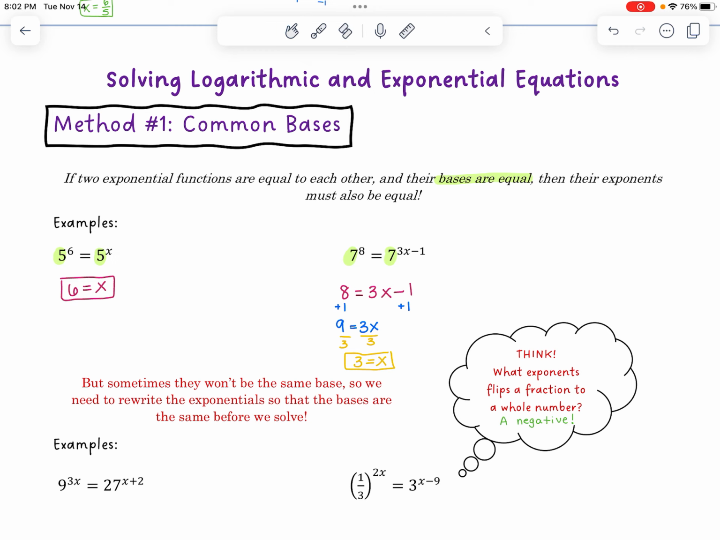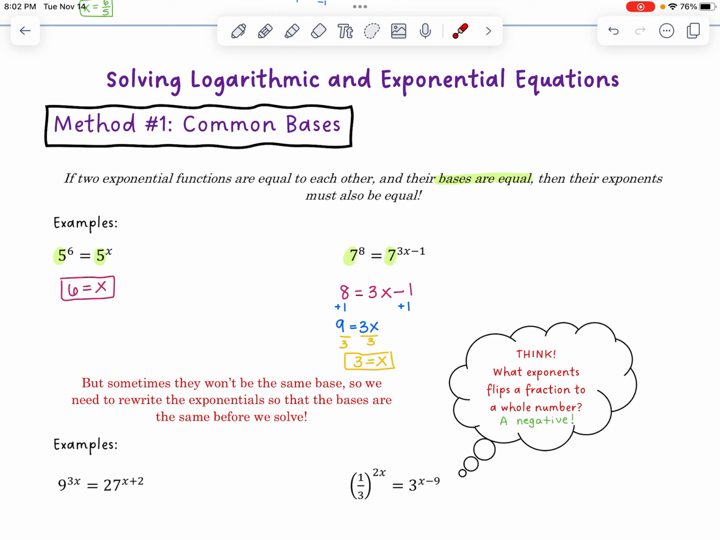And these first two examples, I've got the work done for you already. So just to show you that in this example, if 5 to the 6th power equals 5 to the x, then we know x must equal 6. So that same thing is true over here, even when the exponents get a little bit more complicated. 7 to the 8th power is equal to 7 to the 3x minus 1 power. Well, if the bases are equal, if they're both 7, then that means I know the exponents are equal.